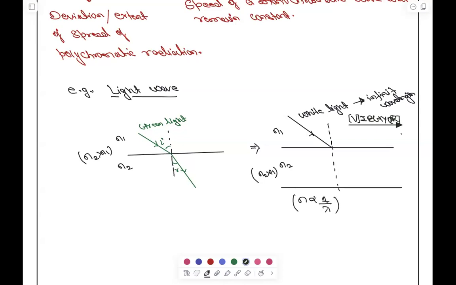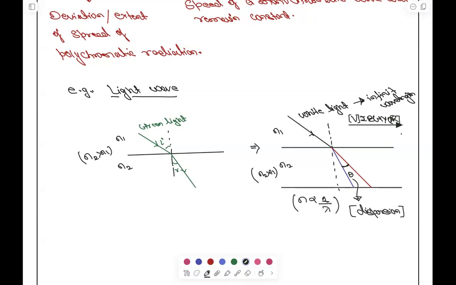Violet will be closer to normal, and red will be here. This separation, let's say theta, is called dispersion. If a medium has very high dispersive power, this theta will be very large. If the medium is non-dispersive, this theta will be 0. This is for the light wave we are considering.